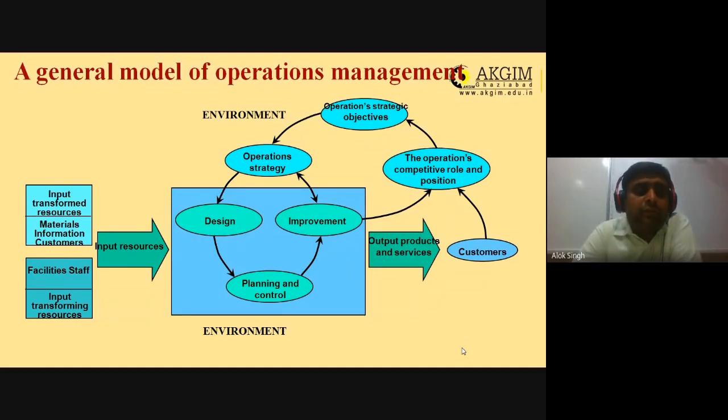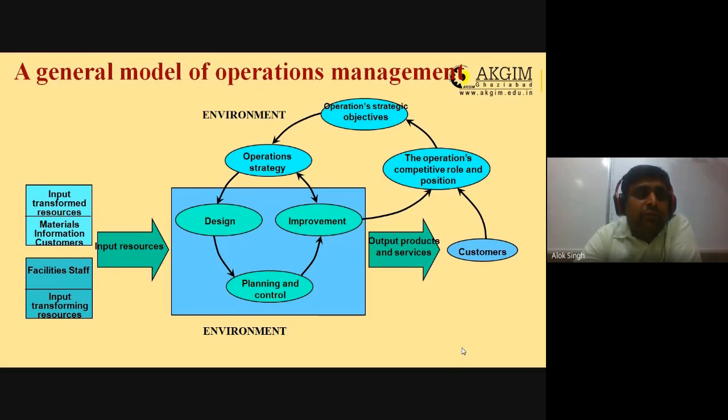What are transformed resources? Transformed resources are those resources that have already been transformed, like raw material. What is raw material? Raw material is a finished product for the supplier, but it is raw material for the manufacturer. So it is a transformed resource, meaning it has already been transformed into that form. For example, a tire is a finished product for the supplier, but it is raw material for a car manufacturer.